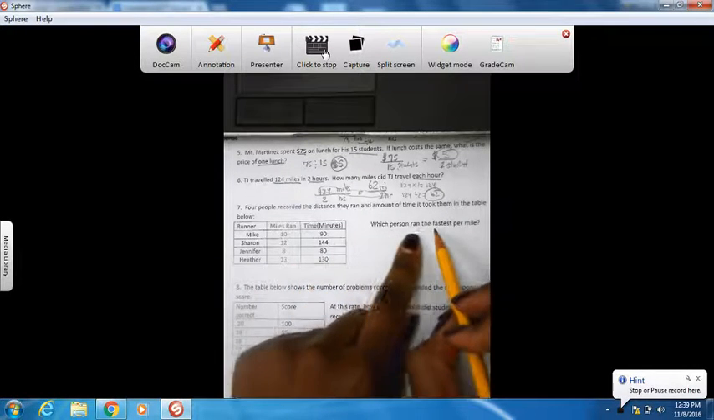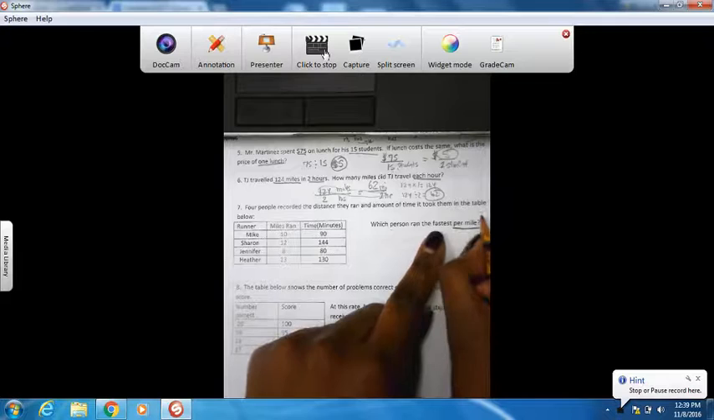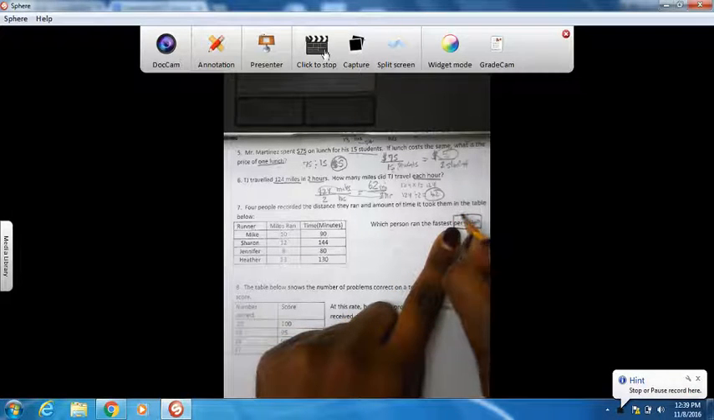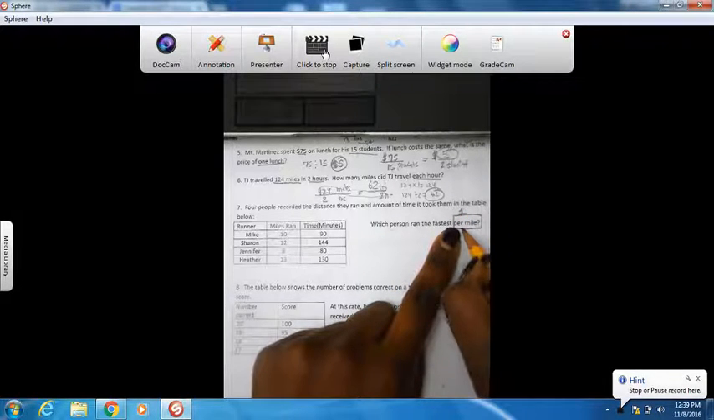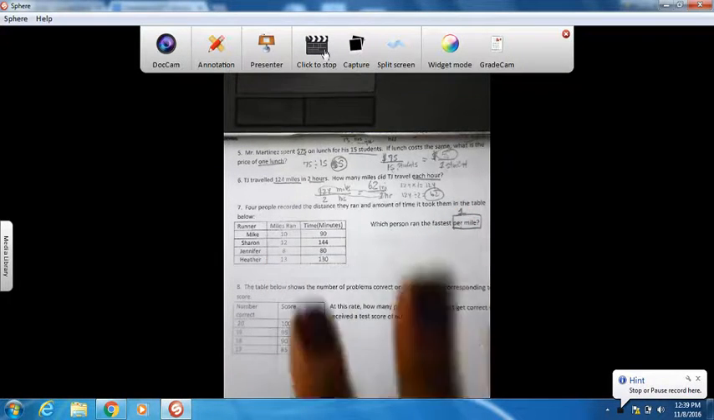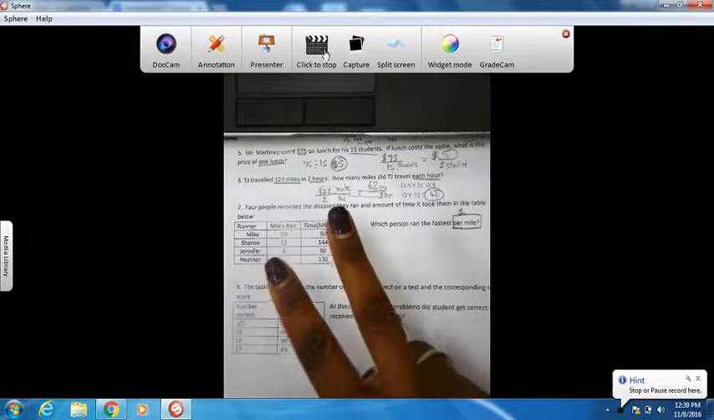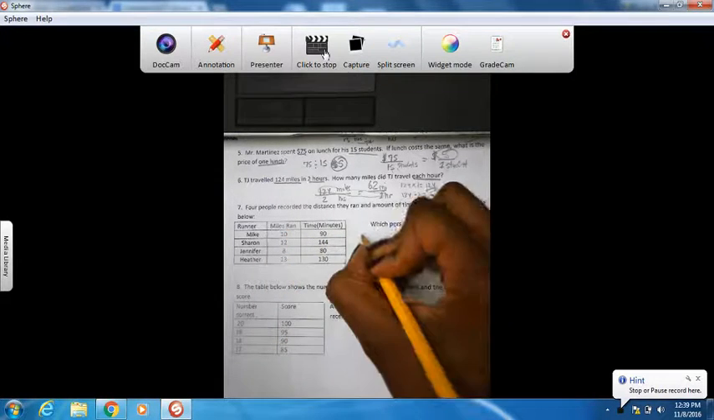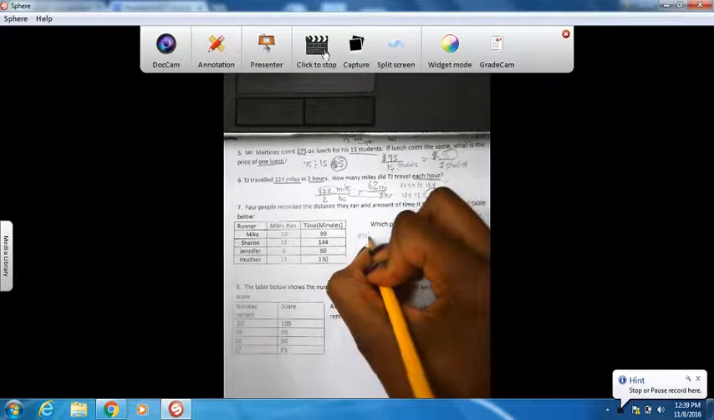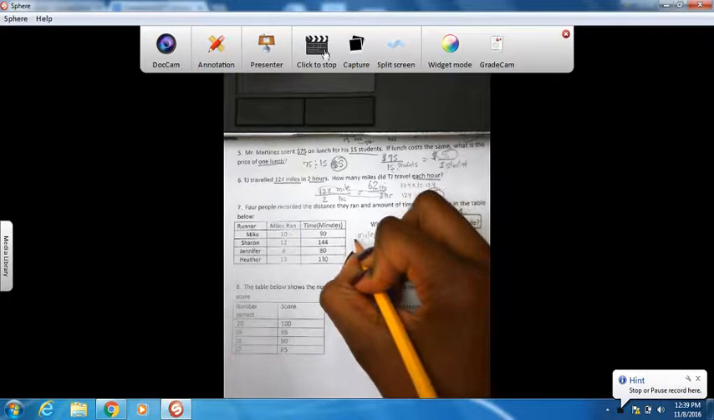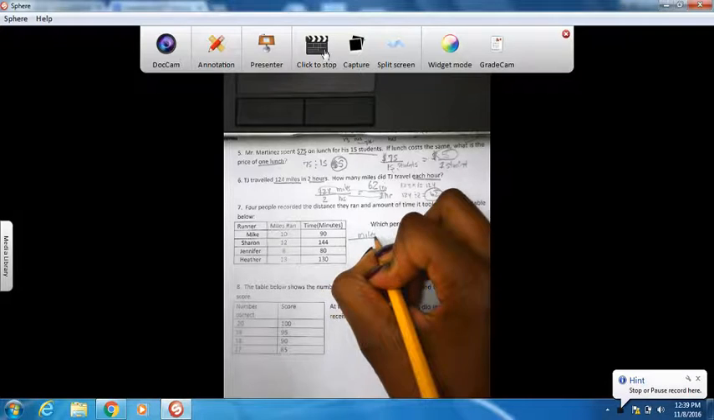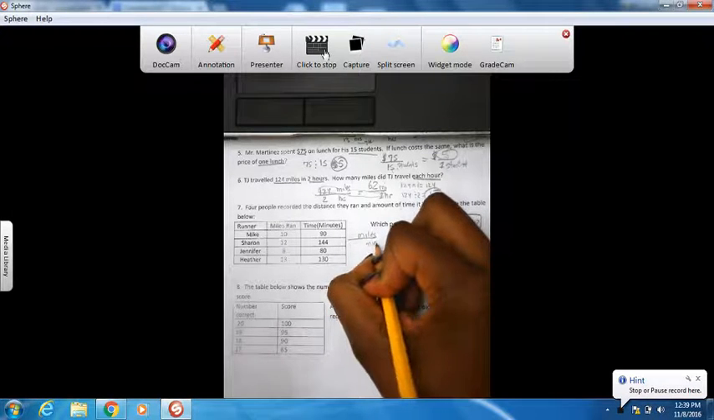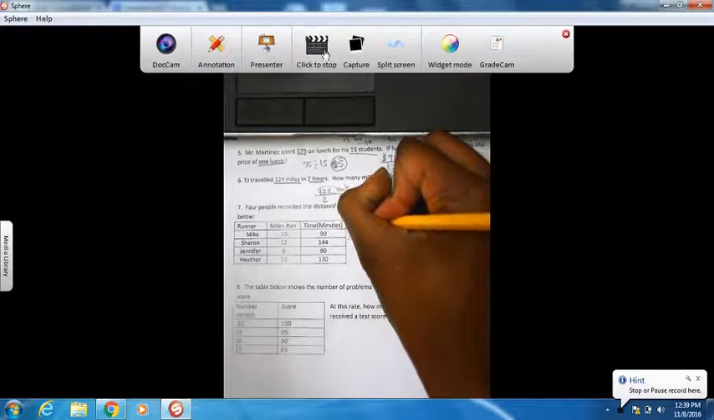Which person ran the fastest per mile? We know that per means 1, so we're trying to find the unit rate. The unit rate. So there are a couple of things that you can do. I'm going to do it 2 different ways. The first way is to set up a proportion and show the relationship between miles and minutes. So this will be for Mike.